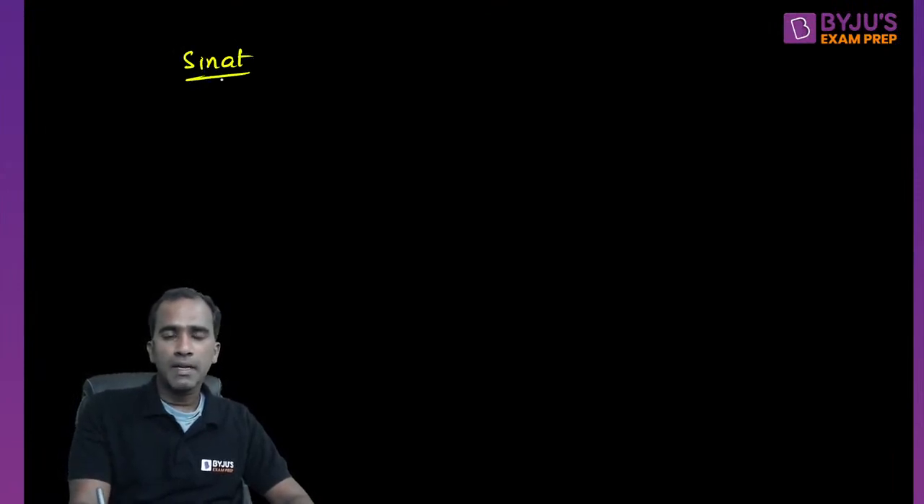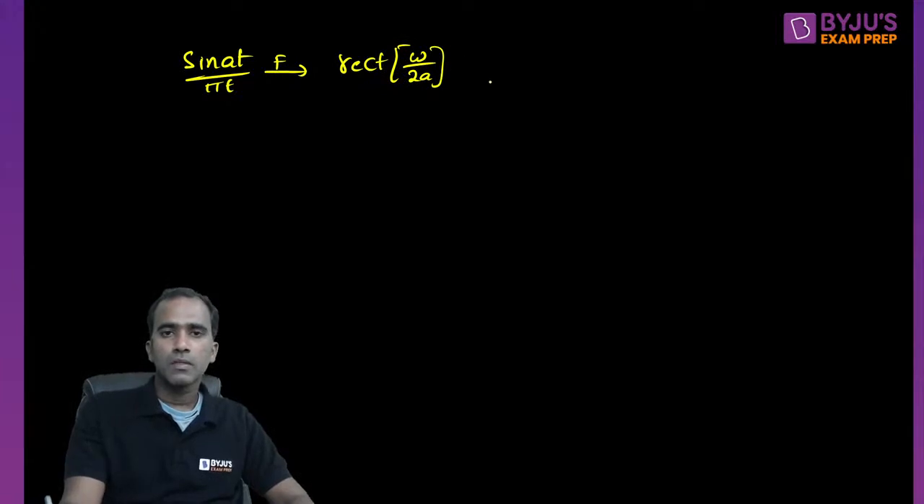sin(at)/(pi t). This is one Fourier transform that you have to remember. This is the sinc function in only one format. The Fourier transform is a rectangle of omega divided by 2a. If you plot it, the Fourier transform of sin(at)/(pi t) is a rectangle with a height of 1 unit from minus a to plus a as a function of omega. This is very important, as a function of omega. If you want to write it as a function of f, it is a by 2 pi to minus a by 2 pi.